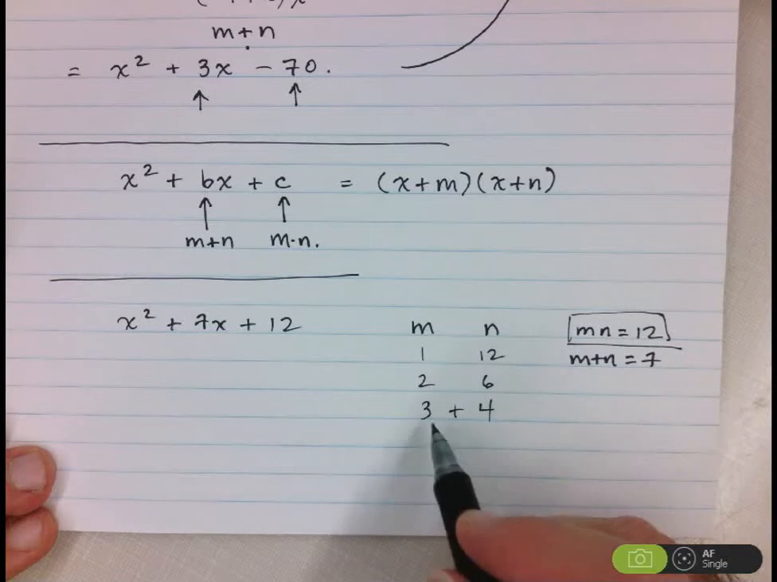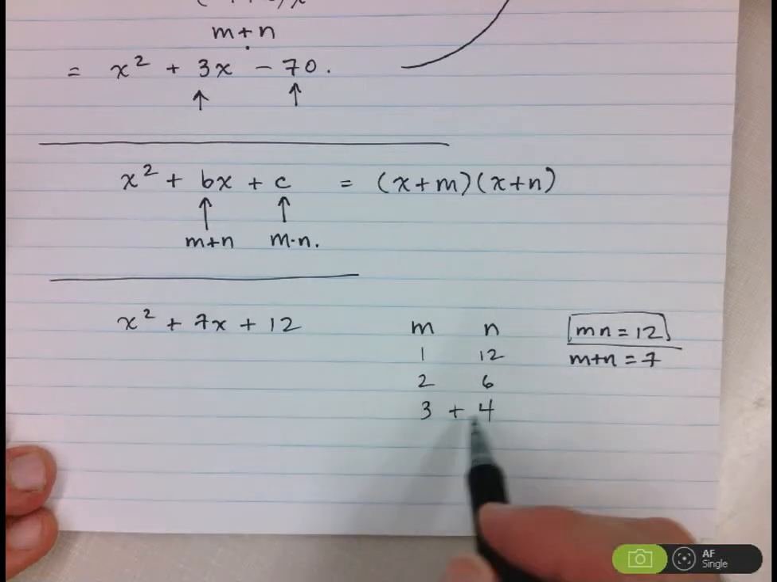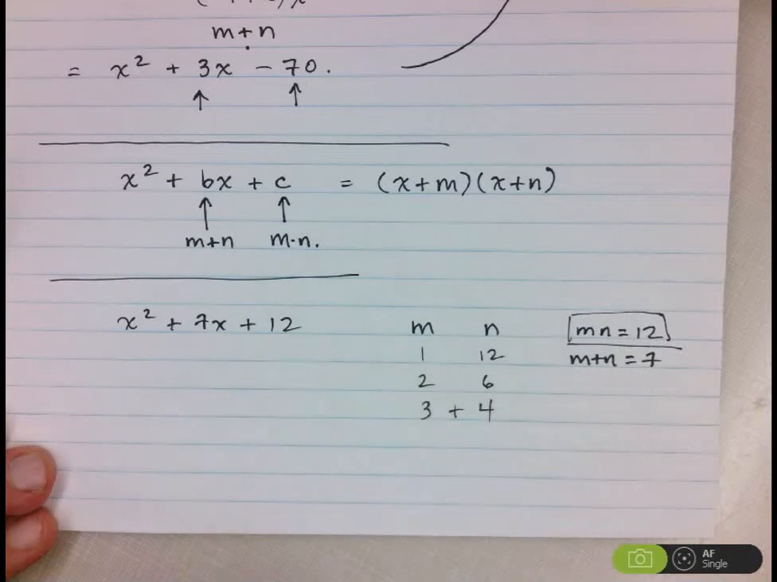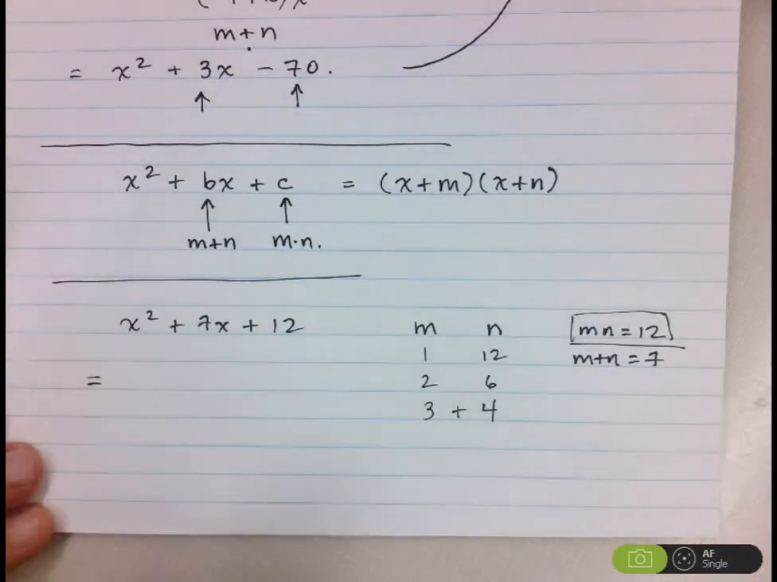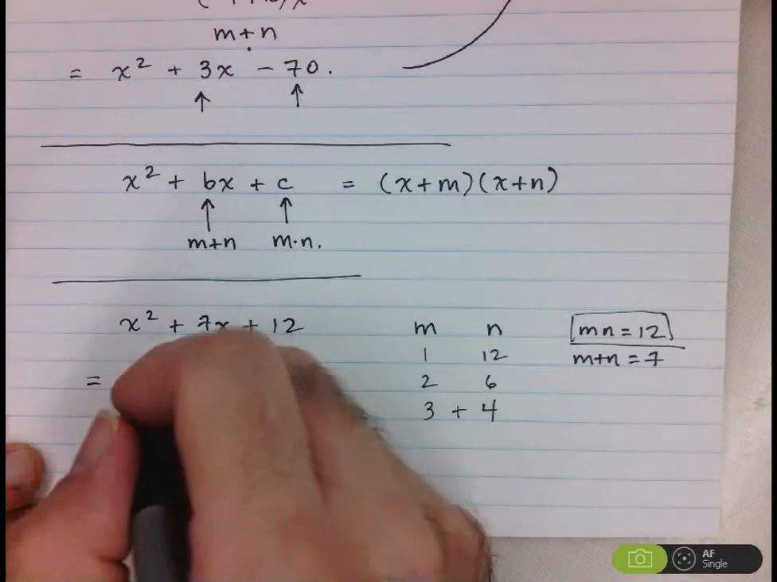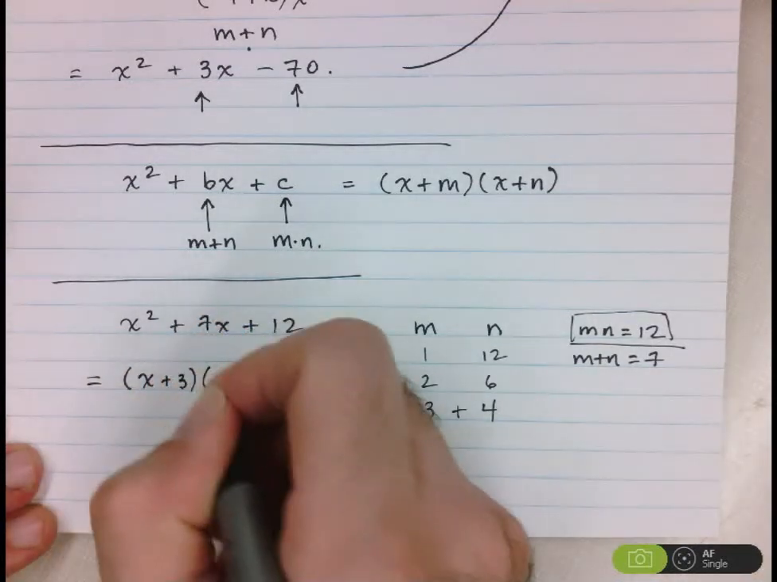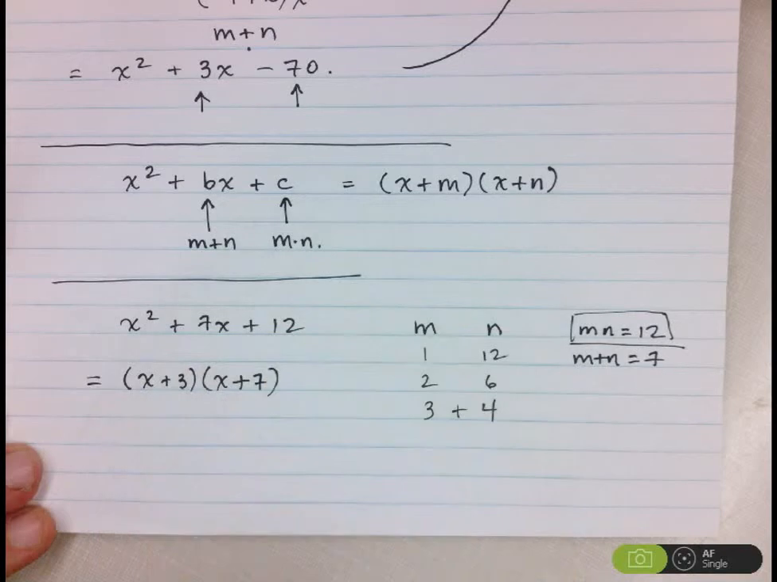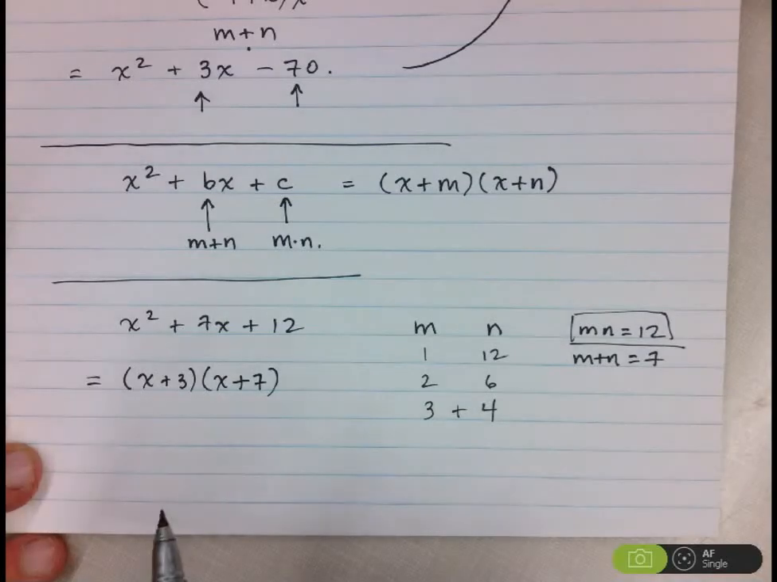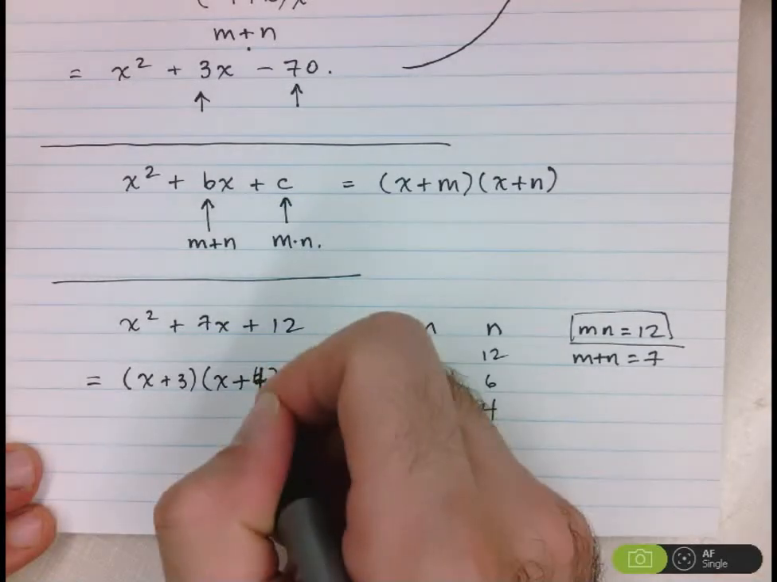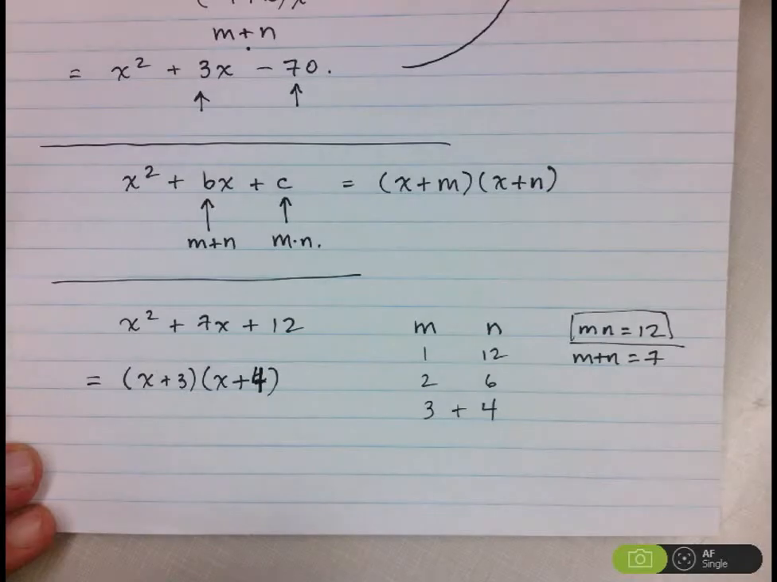So I found two numbers that add up to 7, the middle term, and multiply to 12, the last term of the expression. And so, according to what we saw earlier, it looks like my factorization will be (x plus 3) times (x plus 7). And the way we can check, x plus 4. Sorry about that. 3 and 4 were our numbers. So let's see if that works.